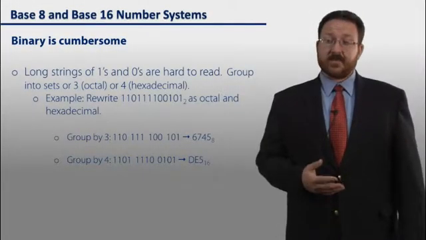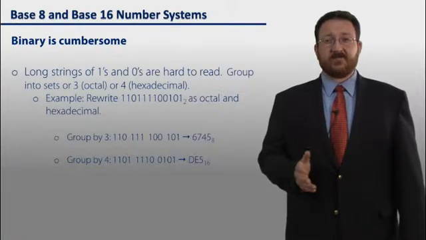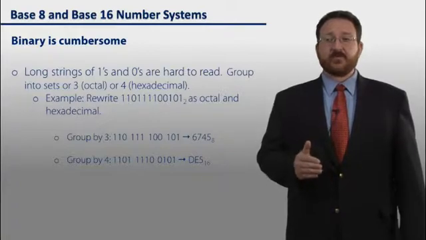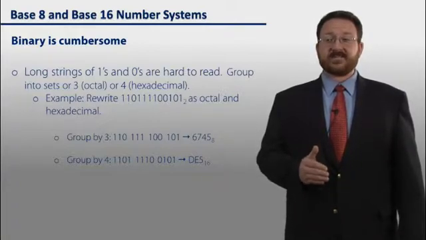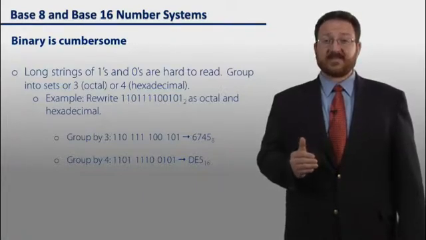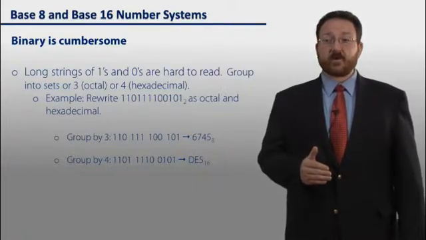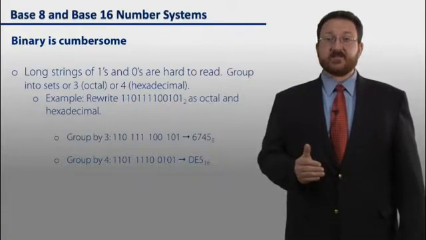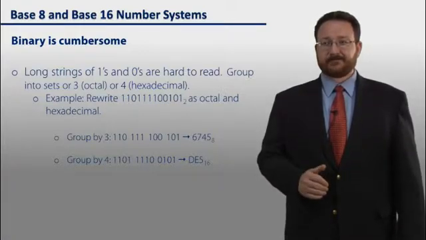So, for example, when we have this long string of binary digits, we can convert that to octal and hexadecimal. If we group by 3, we get the octal number 6745. Notice that all of those numbers are between 0 and 7. And when we group by 4, we get the number DE5. Again, these are numbers 0 through F.